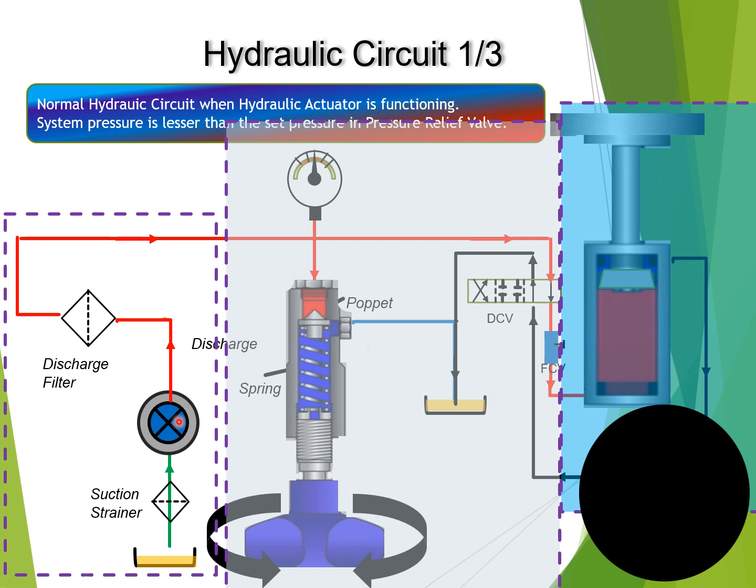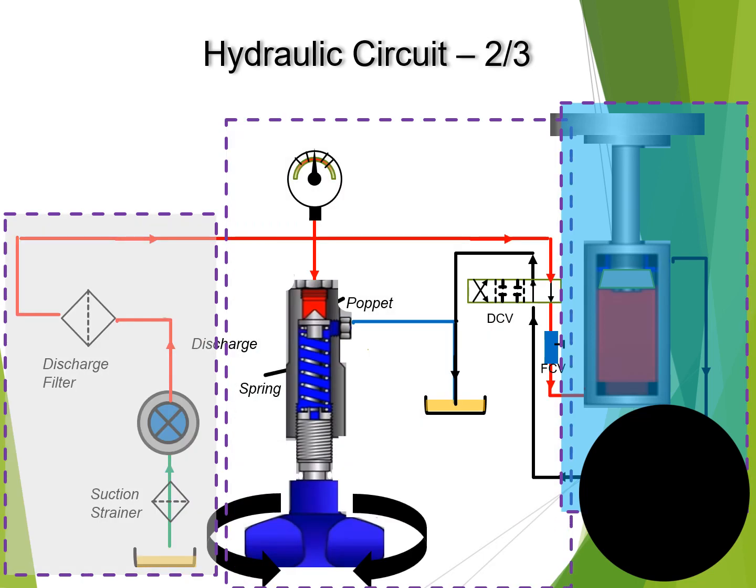Now the pump converts the mechanical energy received from the electrical motor to fluid energy through the fluid it has sucked from the sump. And now this fluid energy is going into the system through the discharge filter, which again removes some of the impurities. So that is the first part.